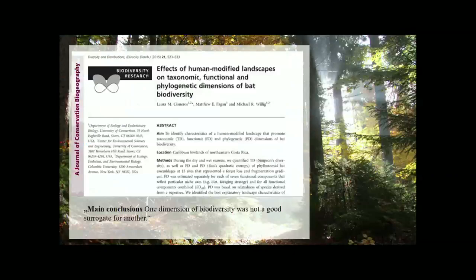So moving to bats now, there's a very nice study investigating that for bats, and I like very much the main conclusion, which is that one dimension of biodiversity was not a good surrogate for another. So they investigated taxonomic, functional, and phylogenetic diversity, and they simply cannot bring it together in the response to an environmental change, to an environmental gradient.